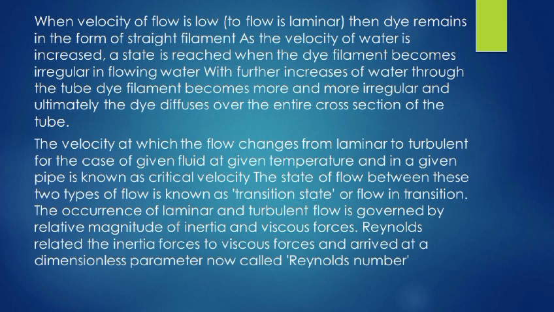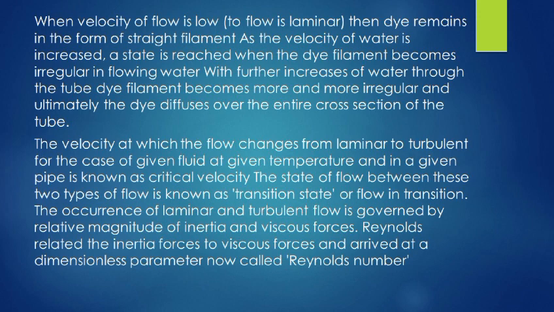When the velocity of flow is low, the dye remains in the form of a straight filament. As the velocity of water is increased, a state is reached when the dye filament becomes irregular in flowing water. With further increase of water flow through the tube, the dye filament becomes more and more irregular and ultimately the dye diffuses over the entire cross section. The velocity at which the flow changes from laminar to turbulent, for a given fluid at a given temperature in a given pipe, is known as critical velocity.